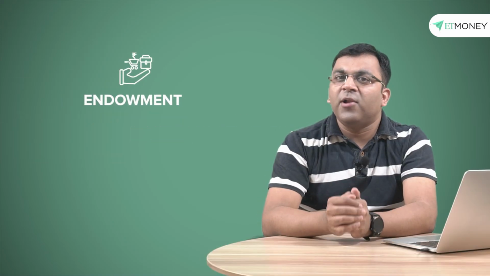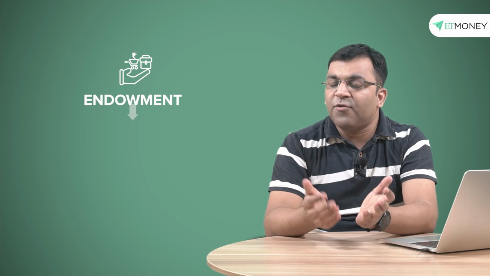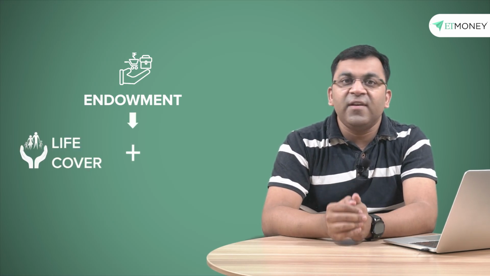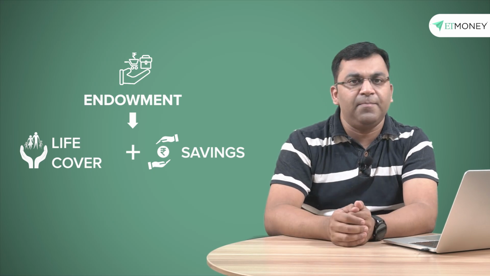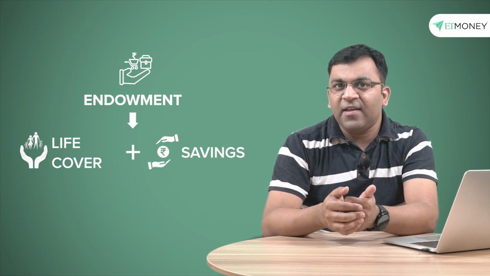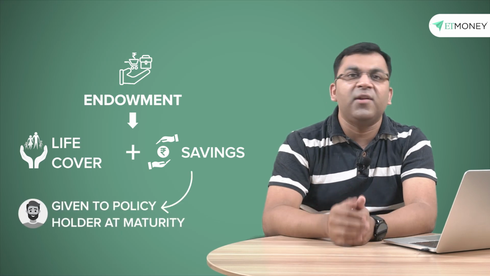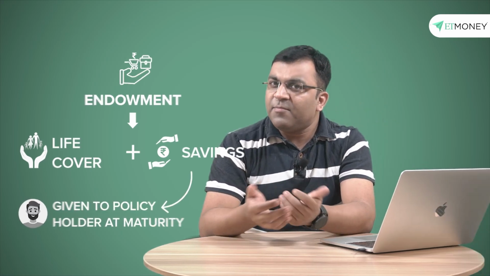An endowment policy is one which, apart from covering the life of the insured, also helps the policyholder save regularly over a period of time. This money that is saved is then given to the policyholder as a lump sum amount once the policy matures. This type of policy is pitched as a savings plan and is almost always linked to some future event which is a good 10 to 15 years away.